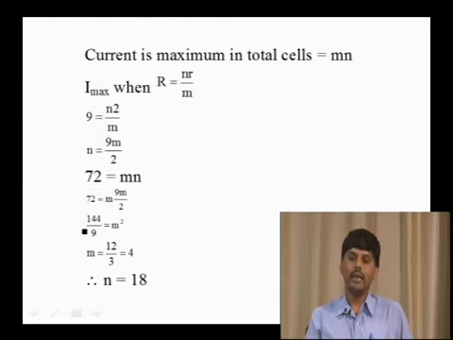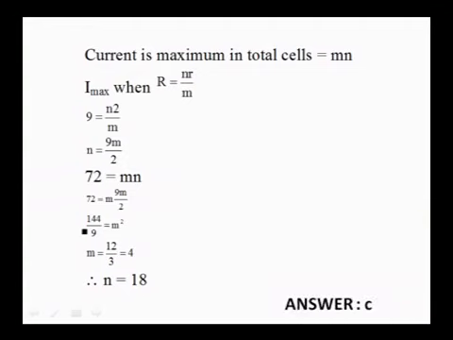See, the condition for the maximum current in the circuit is that the external resistance is equal to the effective internal resistance. The external resistance in the problem is given as 9 ohm, and the internal resistance is 2 ohm. If you substitute these two values in this equation, we get the value of n is equal to 9m divided by 2. But the total number of cells is equal to m into n, which they also provide, that is equal to 72. So 72 is equal to mn.